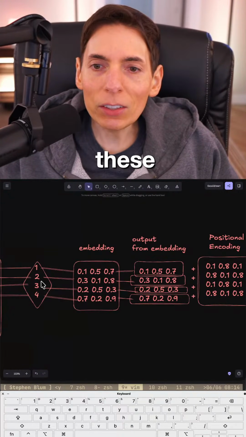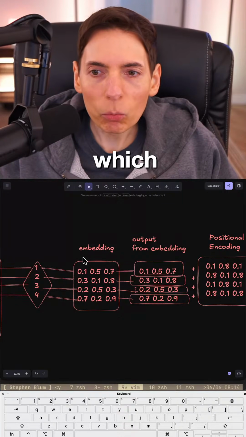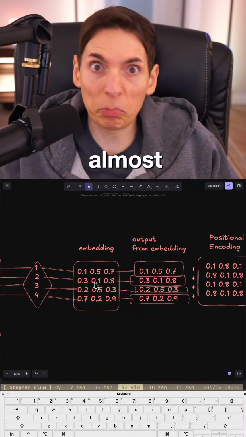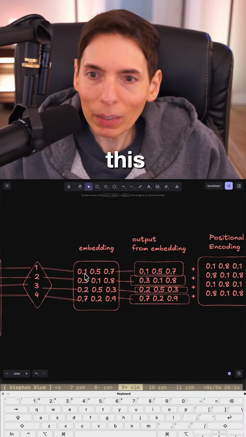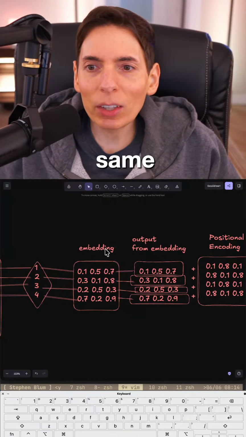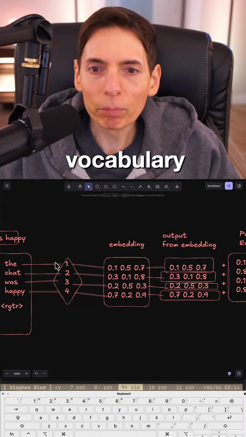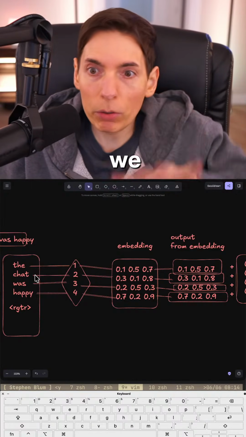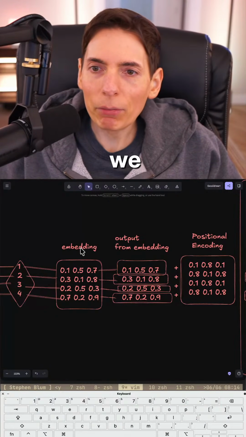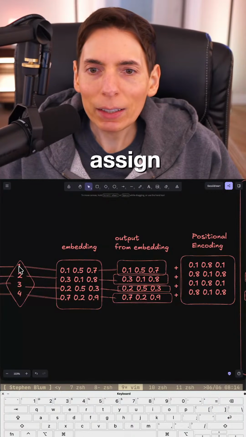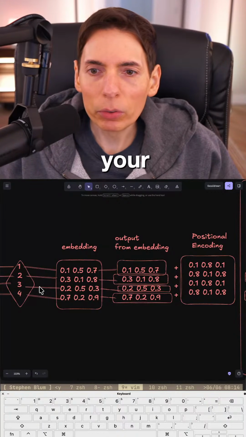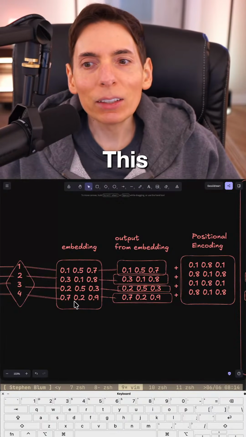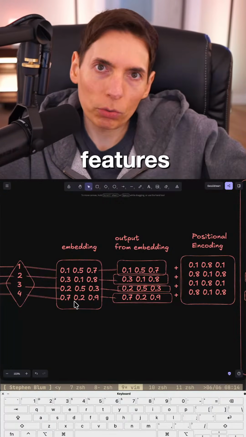We convert these numbers into an embedding, which is just a matrix, right? It looks basically like this, you could say, but almost perfect. You could have an embedding that looks like this. It's a matrix, and it is the same length as the vocabulary of your total data set. So say we only have 4 words, right? We have 4 words. So we have an embedding layer, and then you assign each of the indexes of your words into a row of an embedding. This gives you sort of a whole bunch of features.